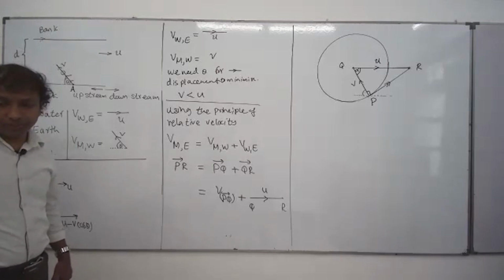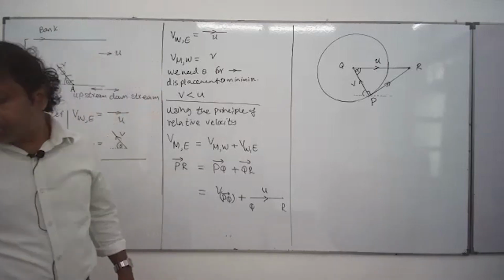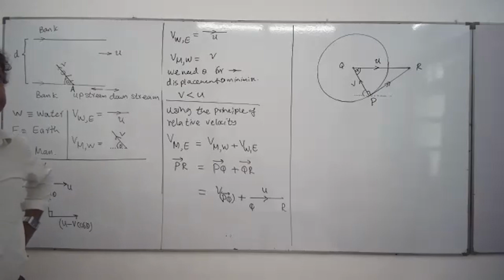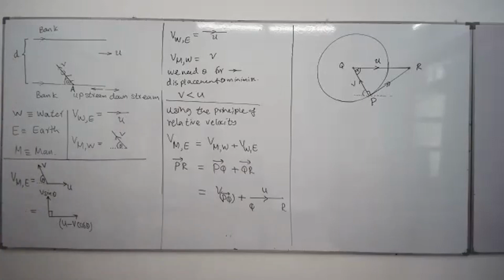Right, write down. In this case, we should select the point P on the circle so that PR becomes a tangent to the circle. Right.